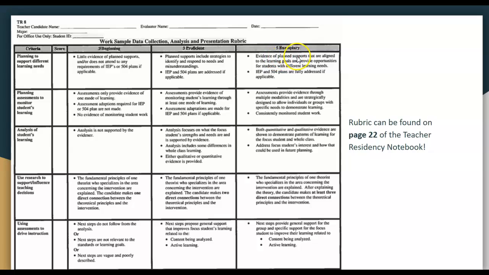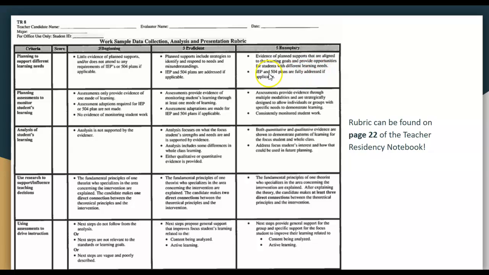And so evidence is given throughout your work sample that you have planned supports that are aligned to the learning goals and provide opportunities for students with different learning needs. You also make note of any IEP or 504 plans according to students that you have within the classroom. So if the student that you are creating a work sample over has a particular learning plan, whether that's an IEP or a 504, you certainly want to make note of that. And then you're also intentionally giving us all the information we need to know that you have planned and taken those students' needs into account as you've gone about your instruction, your assessment, and your intervention.